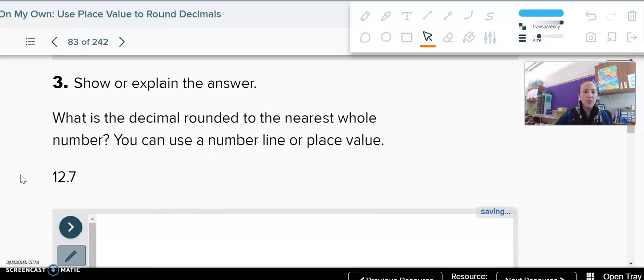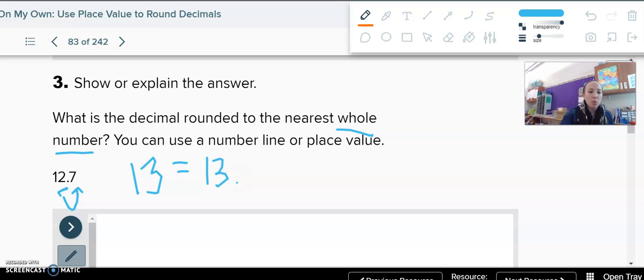$12 and 7/10. What is it rounded to the nearest whole number? Well, the whole number is that 2, that is in the ones place. 7 next door. 7 tells me to round up, so I go up to 13, because everything in front of that 2 stayed the same. The 2 went up to a 3. Remember, I could also write 13.0. Those are equal.